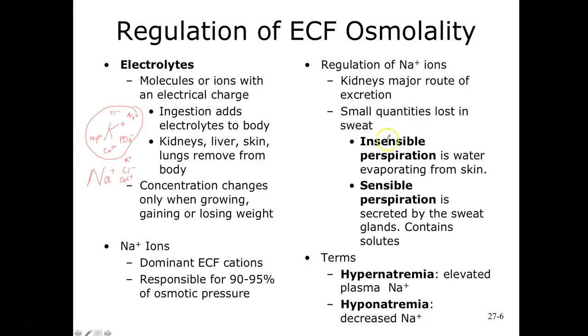So either that's going to be through insensible perspiration, so water just evaporating from the skin, or sensible perspiration where it's secreted by our actual sweat glands. Anyway, that is secreted by our sweat glands. So we're going to have our solutes in there. So the next thing we're going to talk about is hypernatremia and hyponatremia. So hypernatremia is when we have elevated plasma sodium, meaning we have too much sodium within our blood. And hyponatremia is going to be when we have a decrease in sodium within our blood.